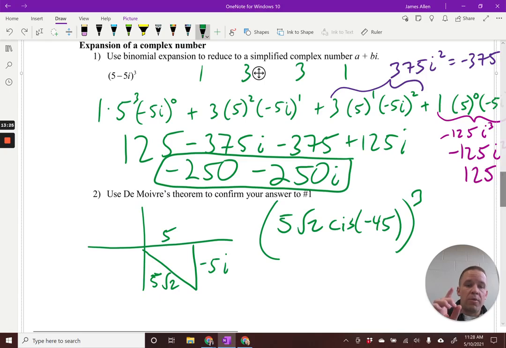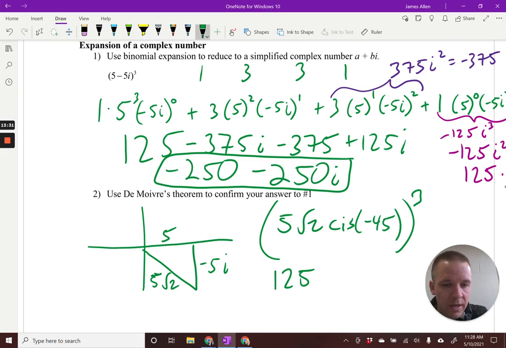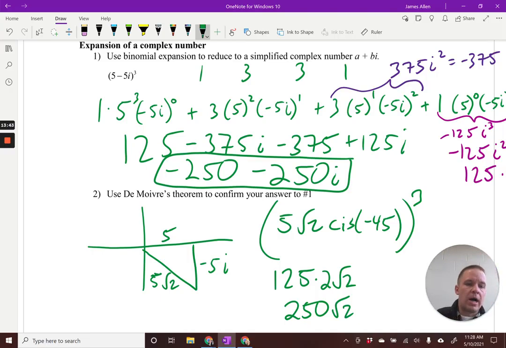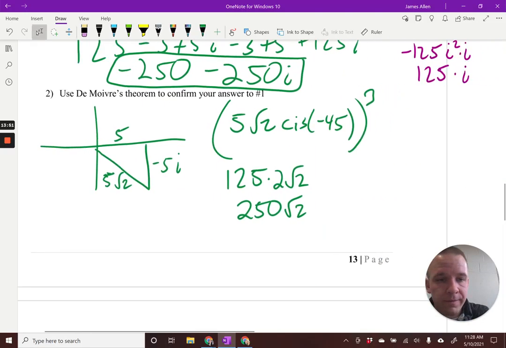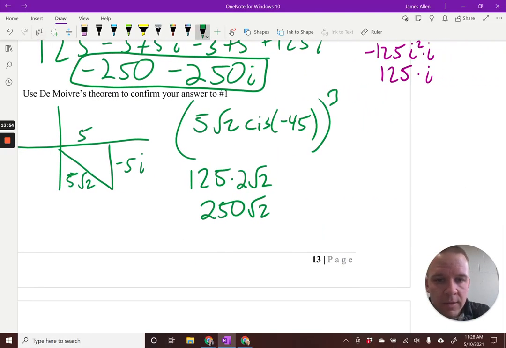So I'd have 5 to the third is 125. And then root 2 to the third would be 2 root 2. So I'd get 250 root 2. And how do we get root 2 there? If I were to cube 2, that'd be 8. So square root of 8 simplified down to 2 root 2. That'll work. Okay, and then I have cis. Hold on now. Negative 45 multiplied by 3 is negative 135.